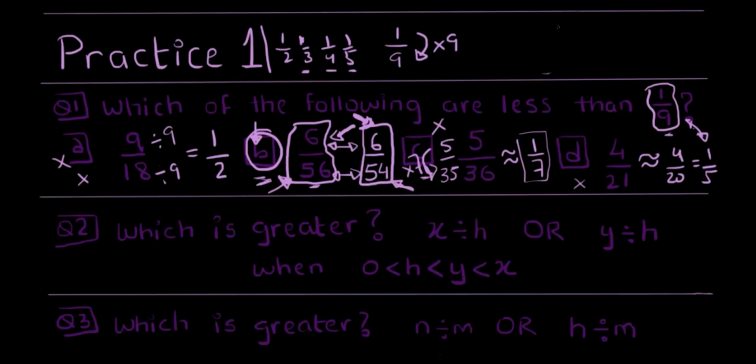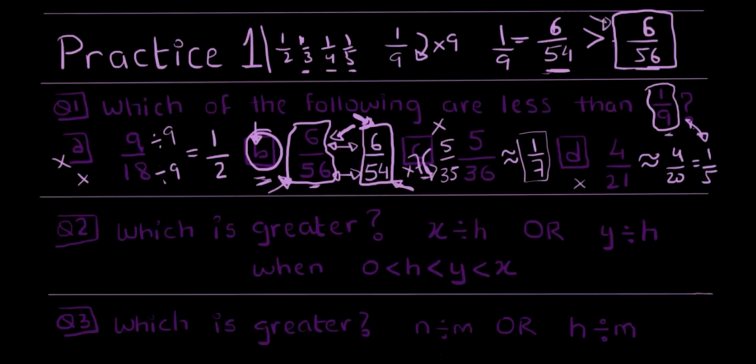So we have 1 over 54 and 1 over 56. 6 over 54, 6 over 56. The denominator here is smaller than the denominator here, which means the bigger the denominator, the smaller the number. So this is bigger than this one here, and we said this is 1 over 9. So this number, option B, is something smaller than 1 over 9. Finally, let's move on to the next question.